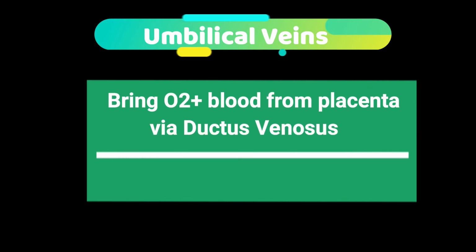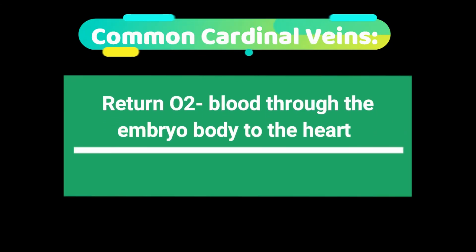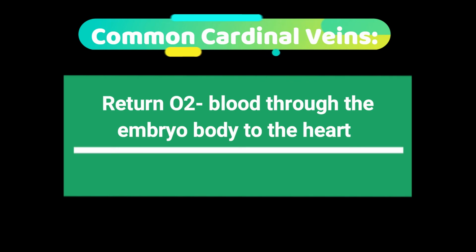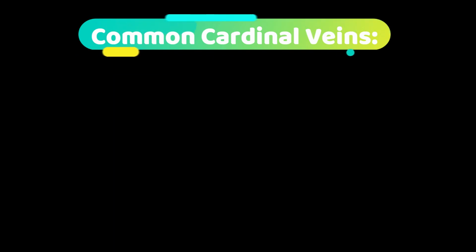The umbilical veins bring oxygenated blood from the placenta via a shunt called the ductus venosus, which is located between the liver and the umbilical vein. The common cardinal veins return poorly oxygenated blood from the embryo body to the heart.